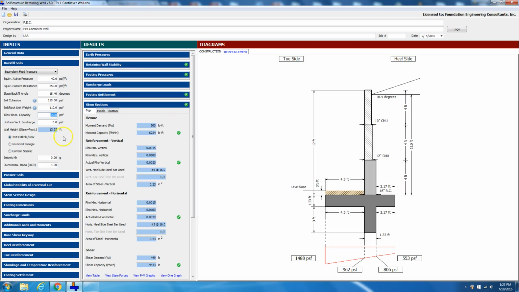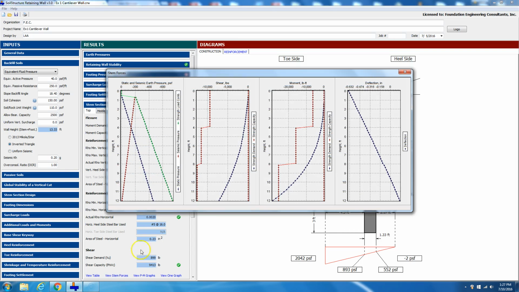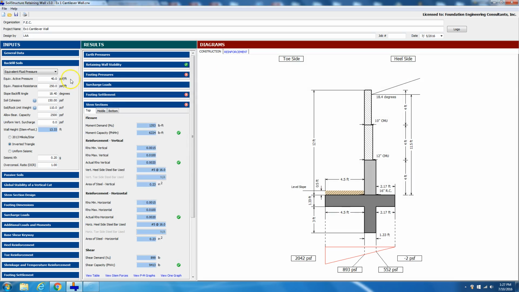So let's close that. Another option will be to use inverted triangle. Now in the code, it doesn't say whether the seismic earth pressure should be inverted triangle or not. But if the reviewer insisted on it, you can enter that as inverted triangle, go back into view stem forces, and now you could see the red is inverted triangle. This is the static earth pressure. This inverted is the seismic earth pressure. And the green one is the strength load combinations. You add the two, and then you use the load combination 1.2D plus 1.6L plus 1.0 earthquake load.